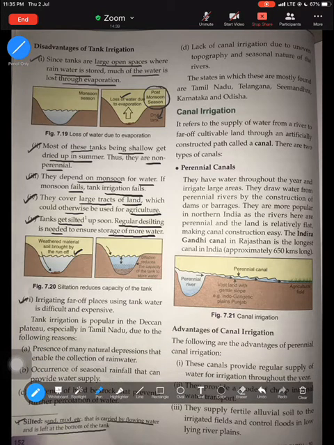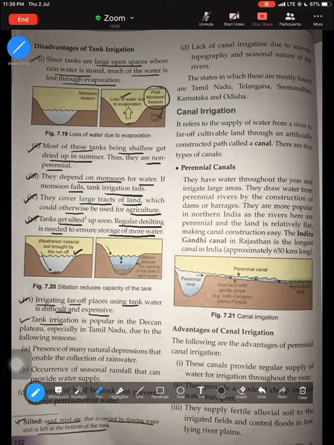And the last drawback being irrigating far off places using tank is difficult and expensive. So only providing water to crops that are near to the construction of tank is easier, but if you have to provide water to crops and plants which are far from where the tank is, that is a difficult and expensive task. All right, now where do you find this type of irrigation?